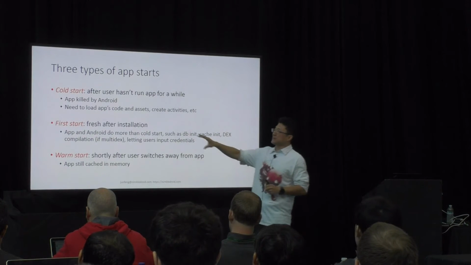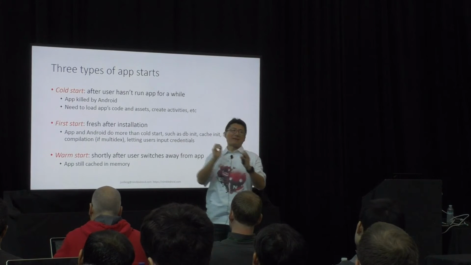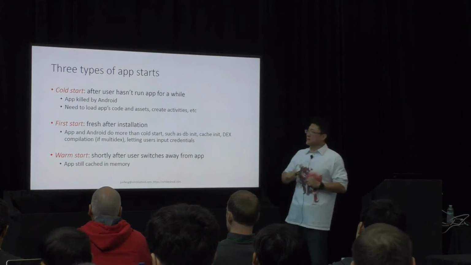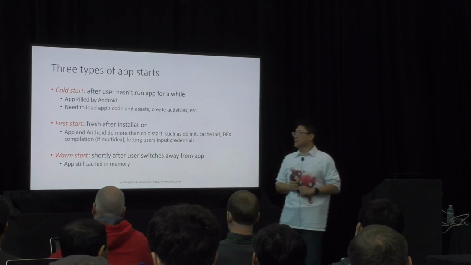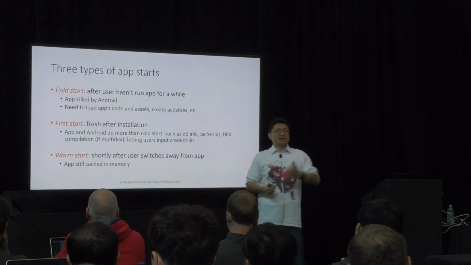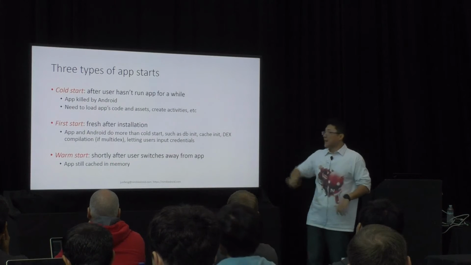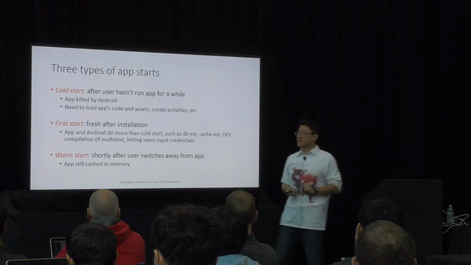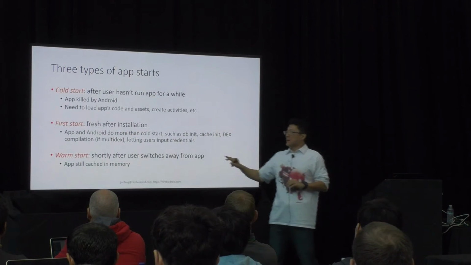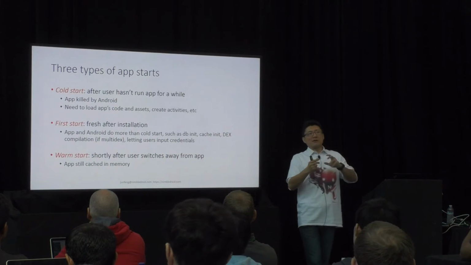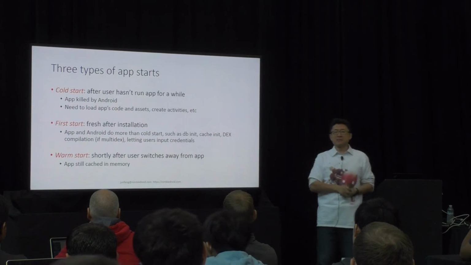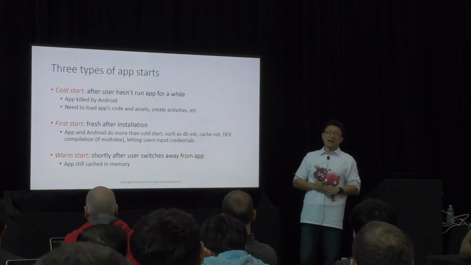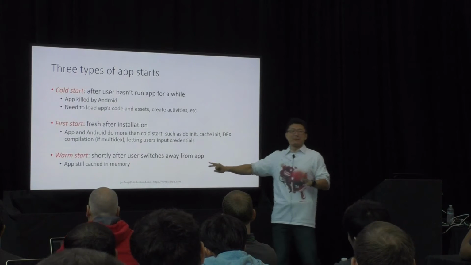And there's this special case called the first start. Essentially, after installation, if a user starts your app for the first time, we need to initialize more things, such as compiling DEX code, and also asking the user for credentials. Sometimes the app would also present a walkthrough, and this can be slower than a cold start, but fortunately, it only happens once after each installation. And lastly, there's also the warm start. A user uses your app, then switches to another app and quickly switches back. So a lot of the app's activities, objects, code and assets are still cached in memory. So this actually can be very quick.